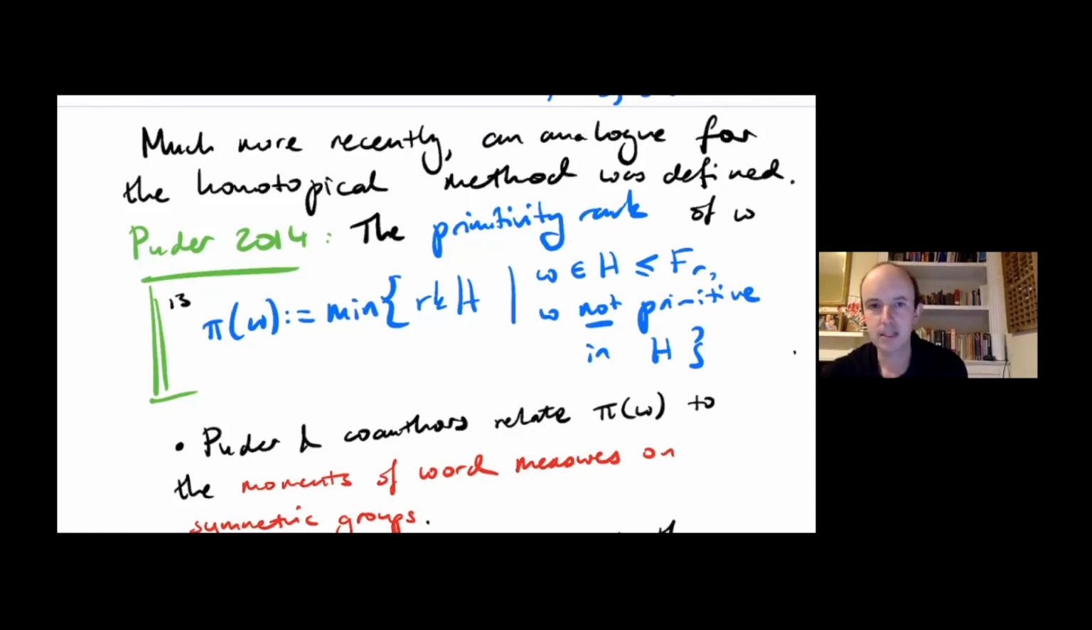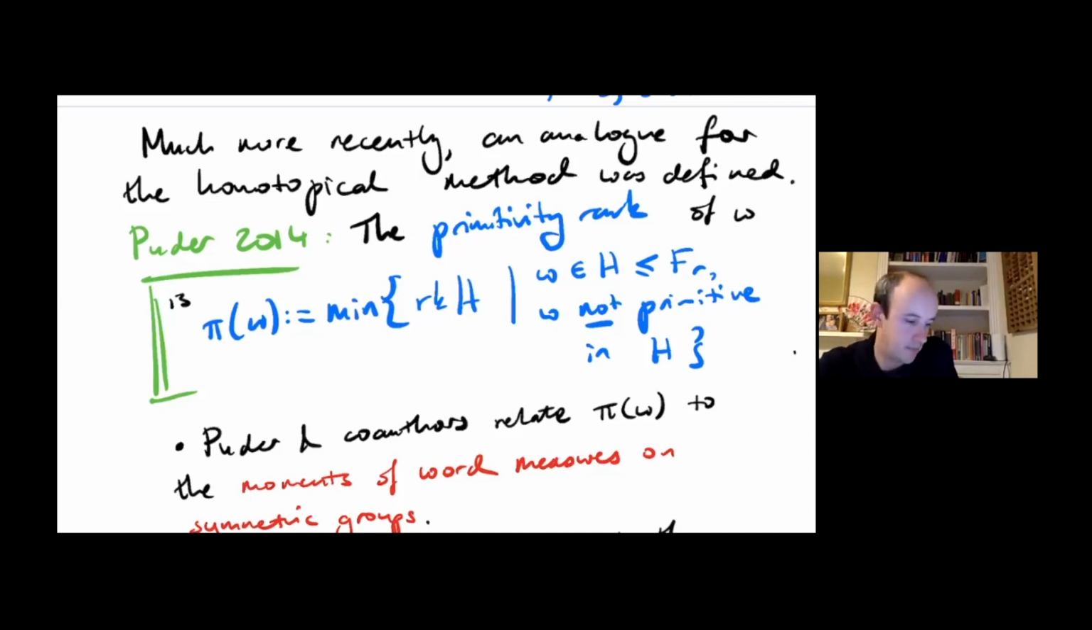I can look at all the subgroups of F, and some of them will contain W. Among those, W will be a primitive element in some of those H's and not a primitive element in some other of those H's. I'm only allowed to think about the ones where it's not a primitive element. So this gives me some collection of subgroups. They all have a rank, which is some natural number, and the minimal natural number I see there is the primitivity rank.